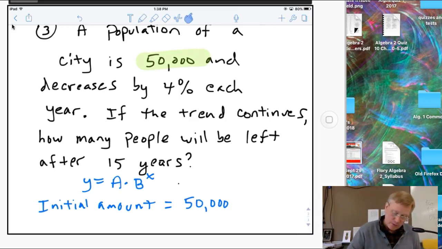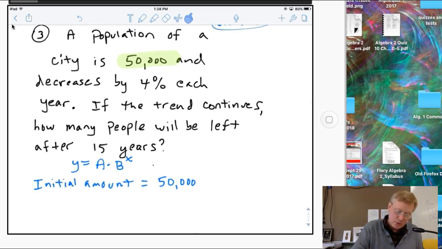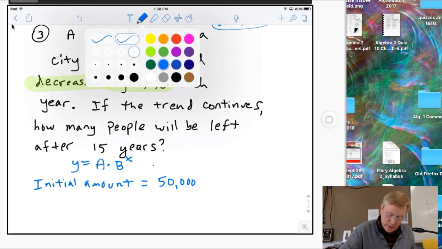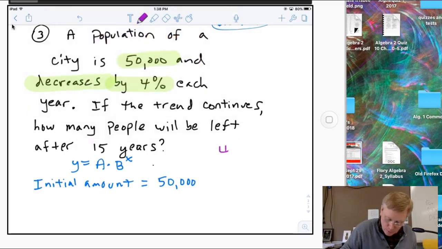Now the growth rate, this one's different than the last one because the last one said it was increasing, but this one says it's decreasing by 4%. So once again, I need to switch that from percent to decimal. So if I take the 4, move the decimal point 1 to the left, I get 0.04. All right, so 4% is 0.04, not 0.4. 0.4 would be 40%.